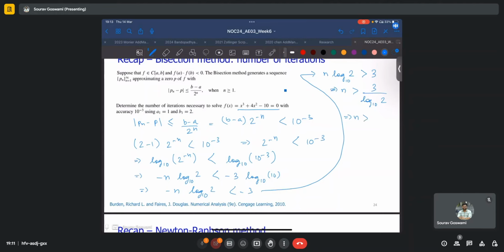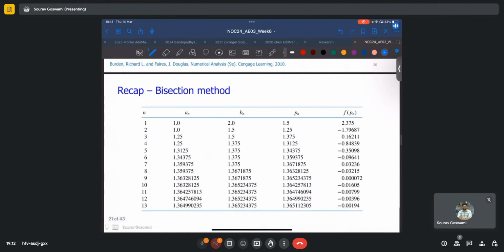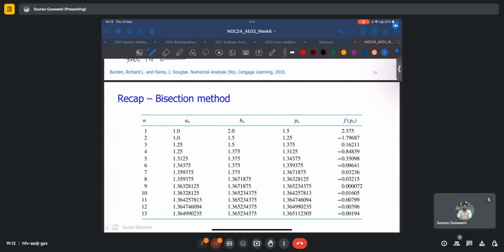or n is greater than, let's compute this, 3 divided by log 2, 9.9658. Therefore, n is equal to 10. The bound which you get in this case is 10 iterative steps, but we also have the value tables here. So let's see.